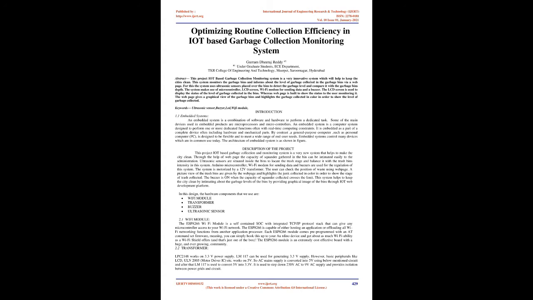The buzzer is on when the level of waste collected crosses the limit. This system helps to keep the city clean by intimating about the garbage levels of the bins by providing a graphical image of the bins through an IoT web development platform. In this design, the hardware components that we use are Wi-Fi module, transformer, buzzer, and ultrasonic sensor. 2.1 Wi-Fi module.